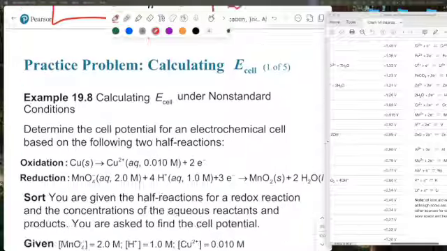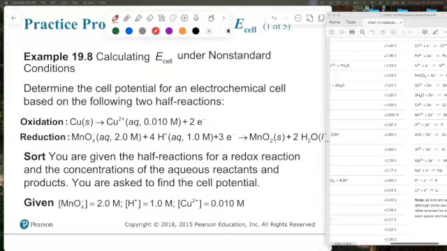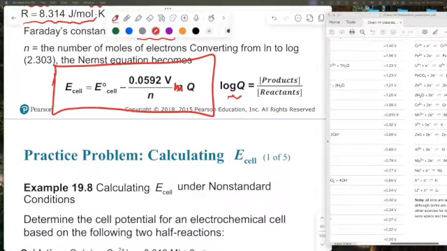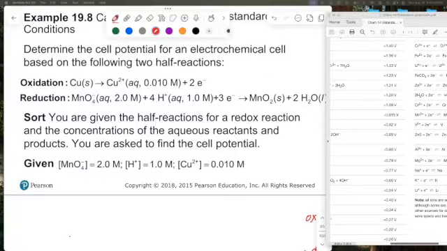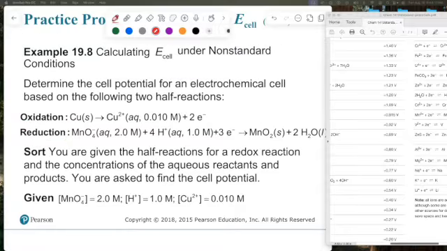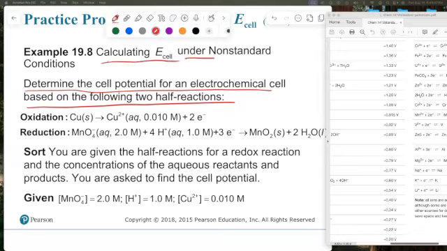So let's go ahead and set this up. The good thing about this problem is they actually give you the concentrations that you need for this equation, so you can plug them in there. Let's go ahead and start. We're told what is oxidation and what is reduction. In this problem, we're told to determine the cell potential for the electrochemical cell based on the following two half reactions. The cell potential they're asking for is E of the cell under non-standard conditions.